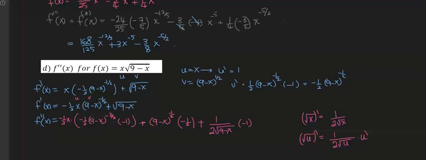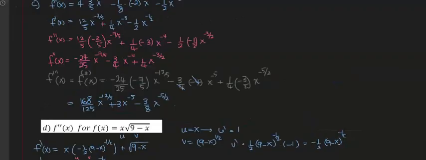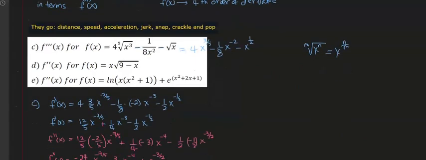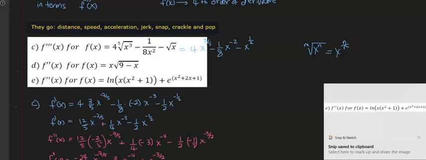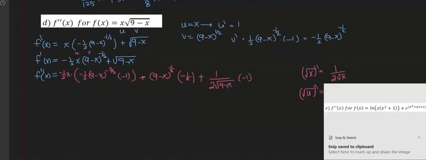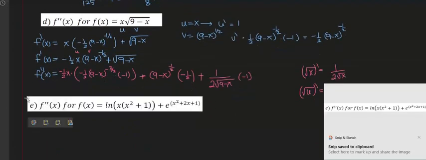Now let's get the last one, which includes the ln. We need to get the f double prime for the given f of x, which is a simple one that includes the exponential and the logarithmic. So let's derive the first derivative for that f of x.